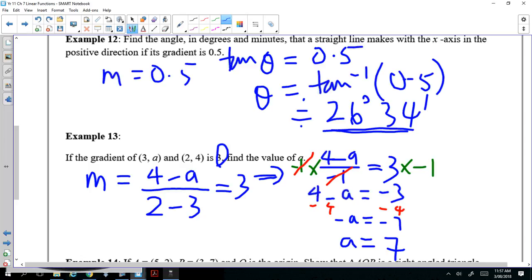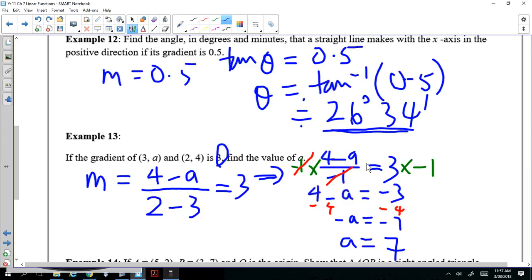Oh. I can't do this yet. But anyway, is that in the textbook? Show that it's a right angle triangle. Anyway, let's move on.